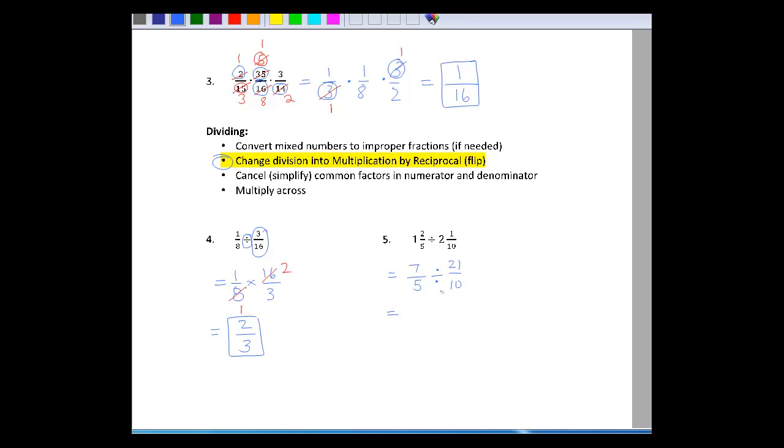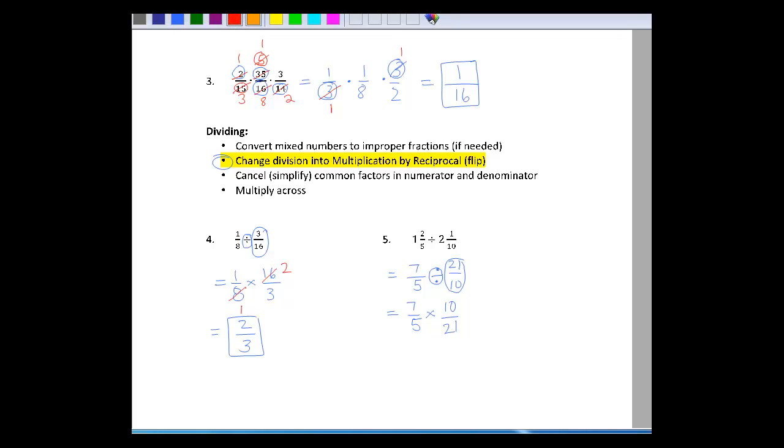Now the step for the division, I need to change the division sign to a multiplication and change the fraction that follows into its reciprocal. So the 7/5 stays the same. Change the division into multiplication and then use the reciprocal. So I have 7/5 times 10/21.